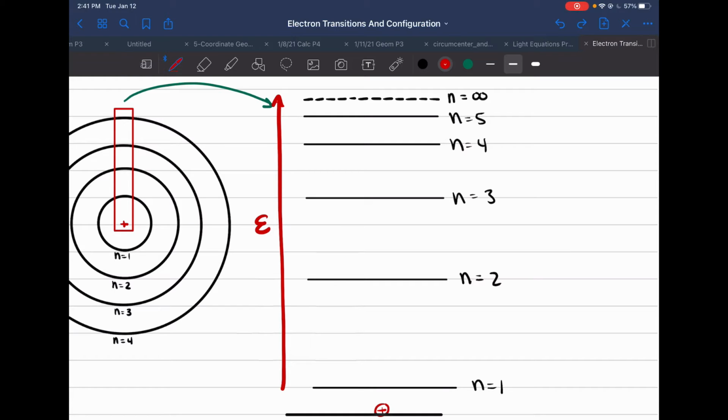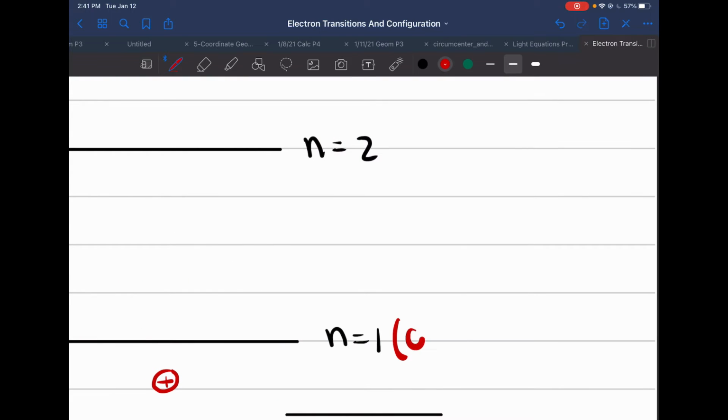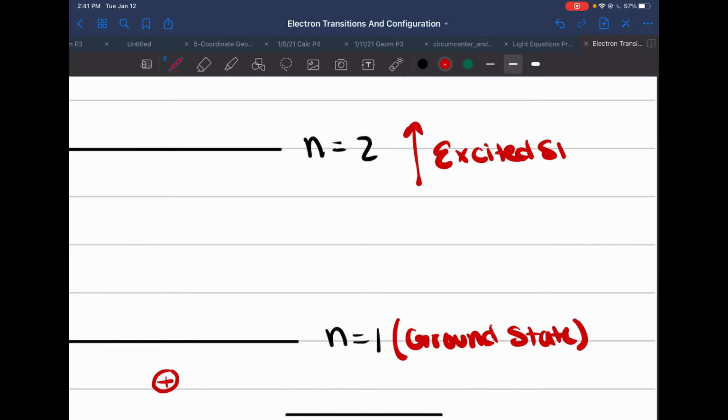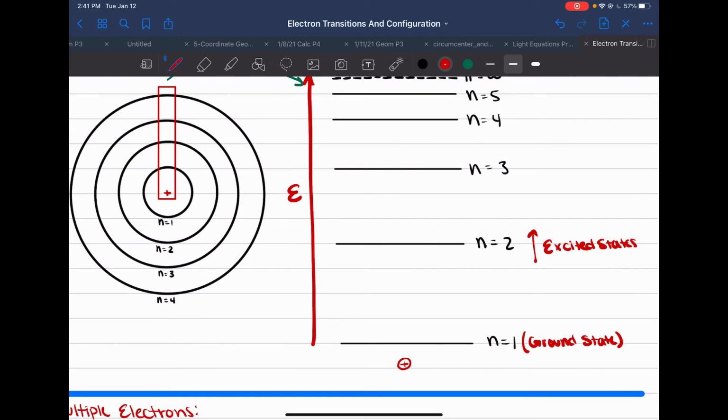So as you may have noticed, I said a word here. N equals 1 is ground state. Now, this should make sense. Let's talk about why we call this ground state, and anything above n equals 1 is excited state, including n equals 2. All right, n equals 2, n equals 3, n equals 4, all these are excited states. So we consider n equals 1 the ground state because the electron that is in the ground state is closest to the positively charged nuclei, right?